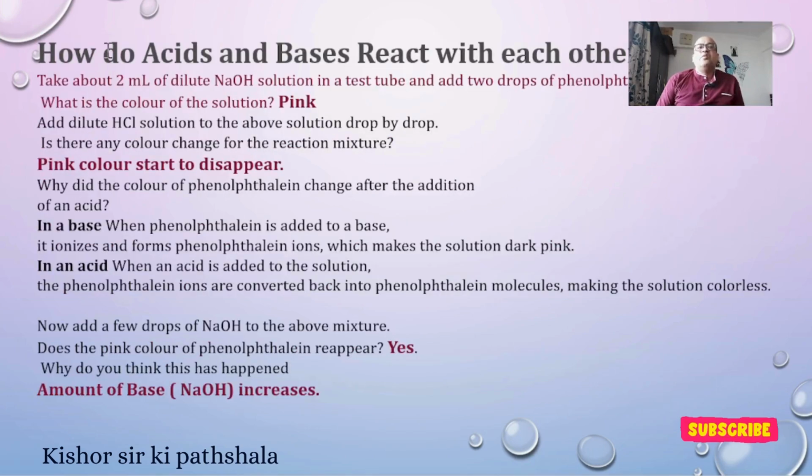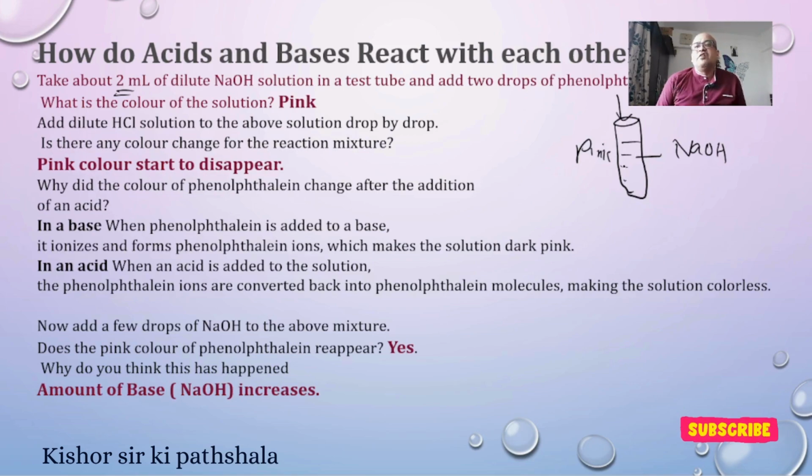Now let's see how acids and bases react with each other. If we bring acid and base in front of each other, how will they react? For that we need to do another experiment. We take 2 ml of sodium hydroxide in a test tube and add 2 drops of phenolphthalein into it. The color changes to pink. Now why does this pink color appear?